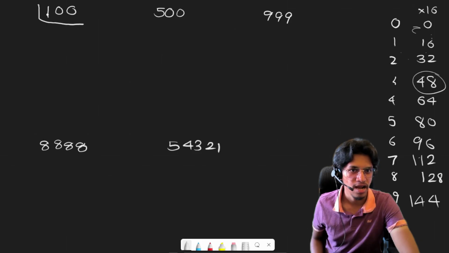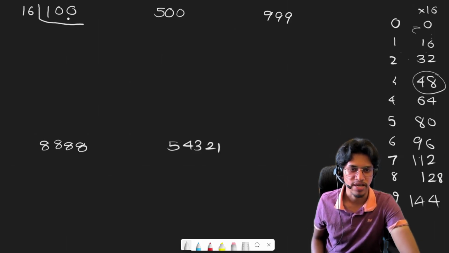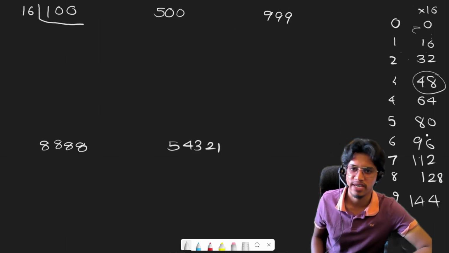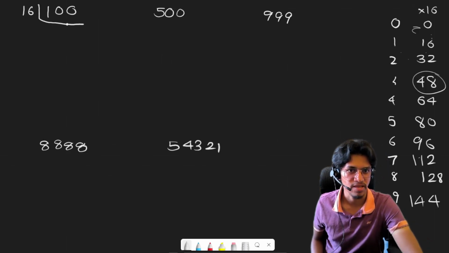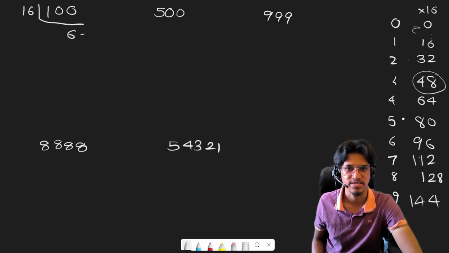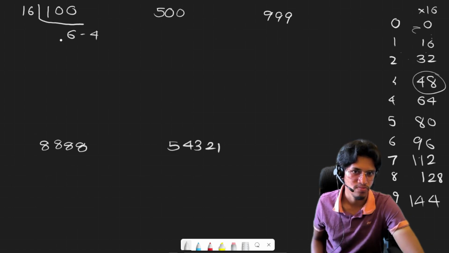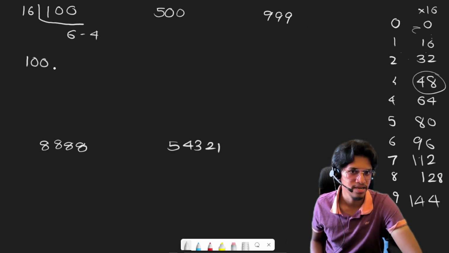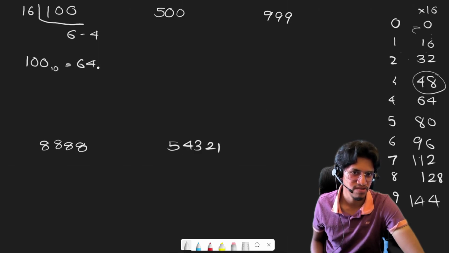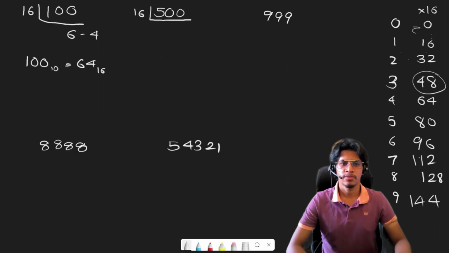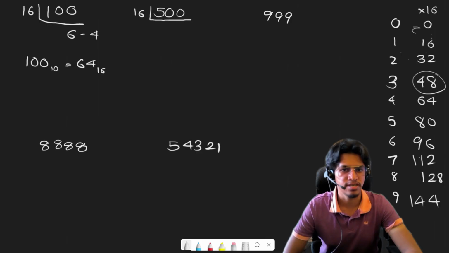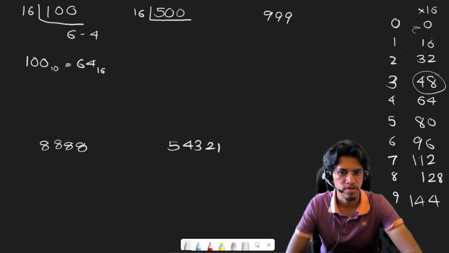So for example, 100. So we have to get the closest lower value. So we get 96 over here. So 96 is 6. So 100 divided by 16, we get 6. And how much balance? 100 minus 96, we get 4, right? 4 balance. So 100 in Denary is equal to 64 in hexadecimal.